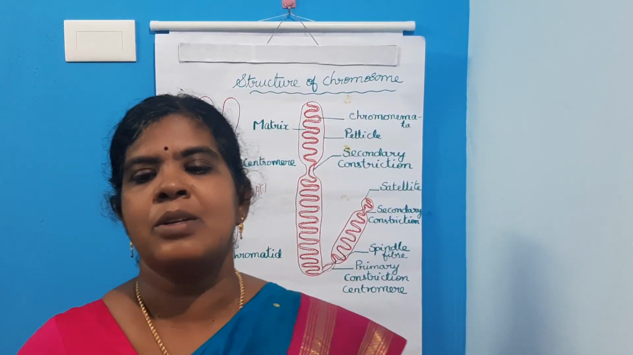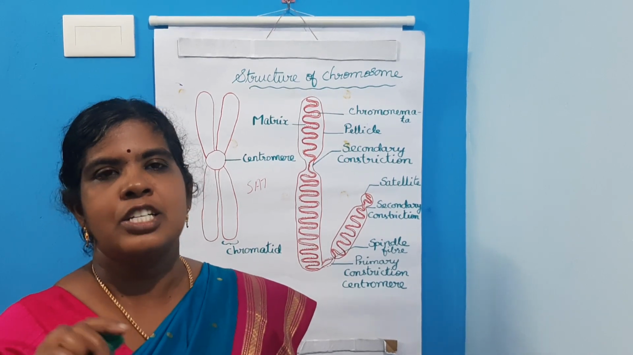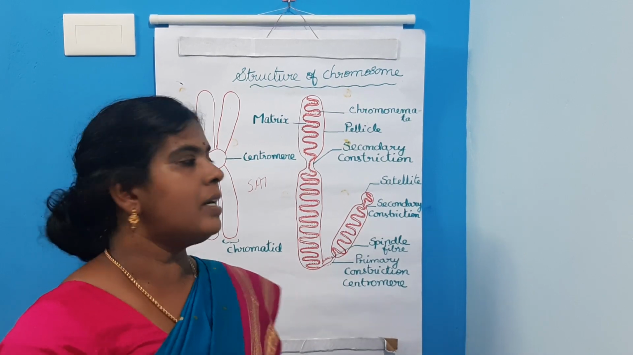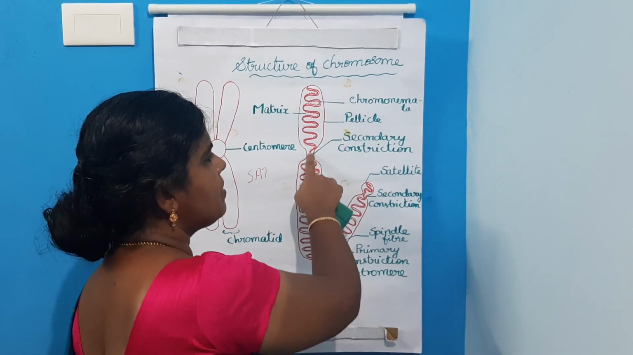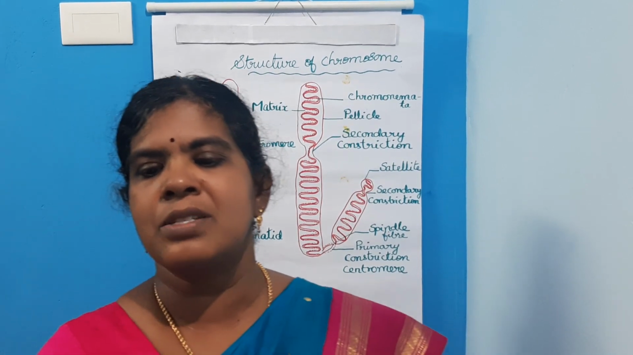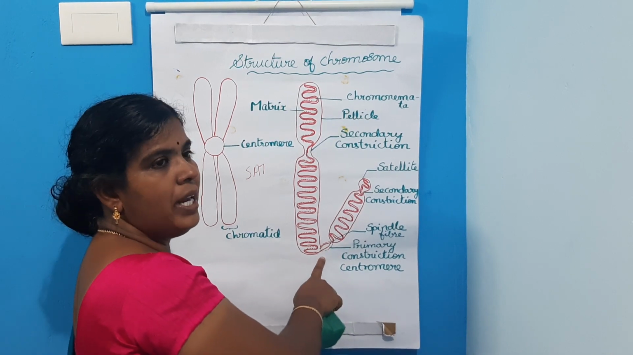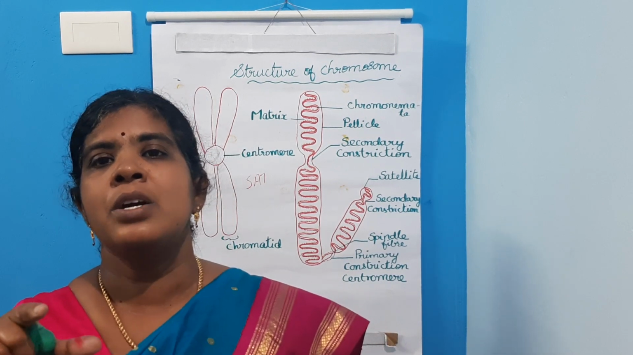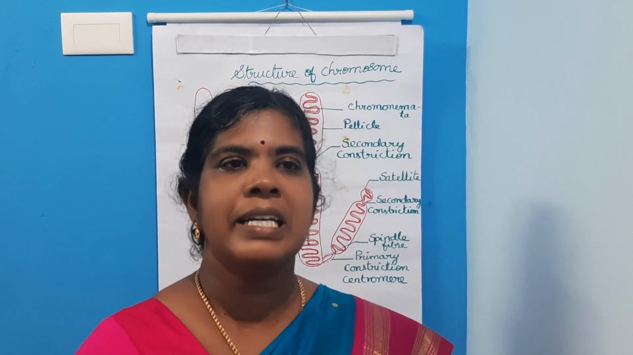What are the parts in a chromosome? What are the four regions? Primary constriction, secondary constriction, telomere and satellite. The primary constriction is also called the centromere. Some of the chromosomes have the secondary constriction. What is the function of the primary constriction? This is the region where spindle fibers are attached during cell division. It connects the two arms of the chromosome. Next, the secondary constriction is also called the nucleolar organizer.